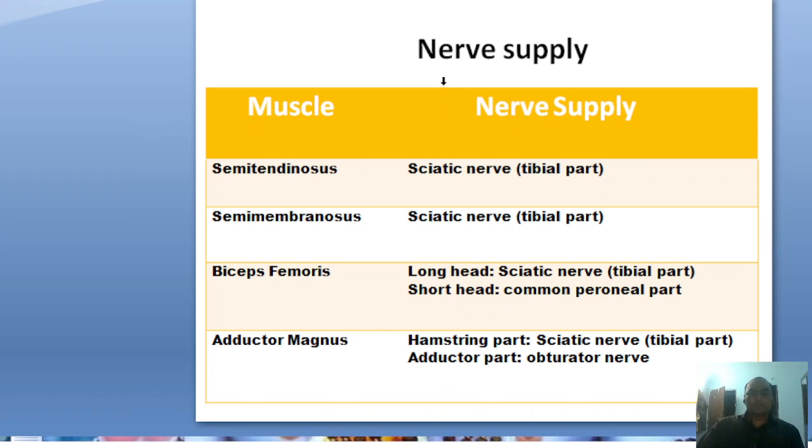Now the supply of all muscles. Hamstring muscles are supplied by the tibial part of the sciatic nerve. Biceps femoris long head, hamstring part, is supplied by the tibial part of sciatic nerve; short head, non-hamstring part, is supplied by the common peroneal nerve. Adductor magnus is a hybrid muscle: the hamstring part is supplied by the tibial part of sciatic nerve and the adductor part by the obturator nerve, because it arises from the adductor compartment and hamstring compartment.